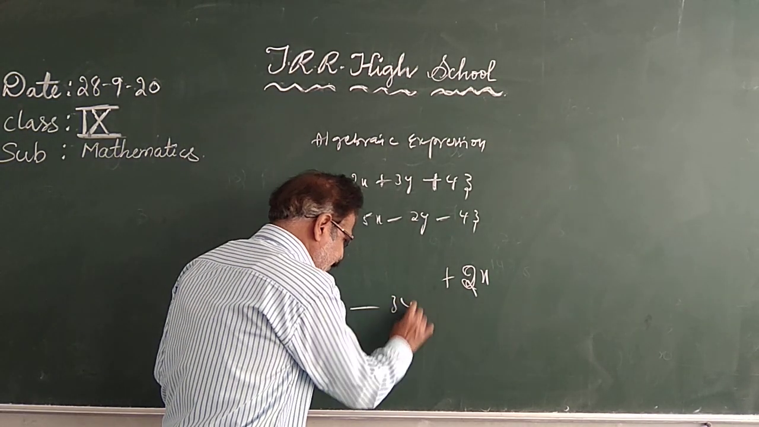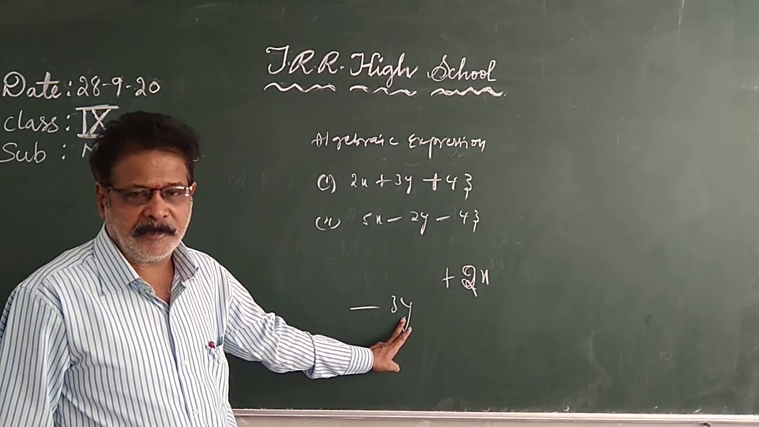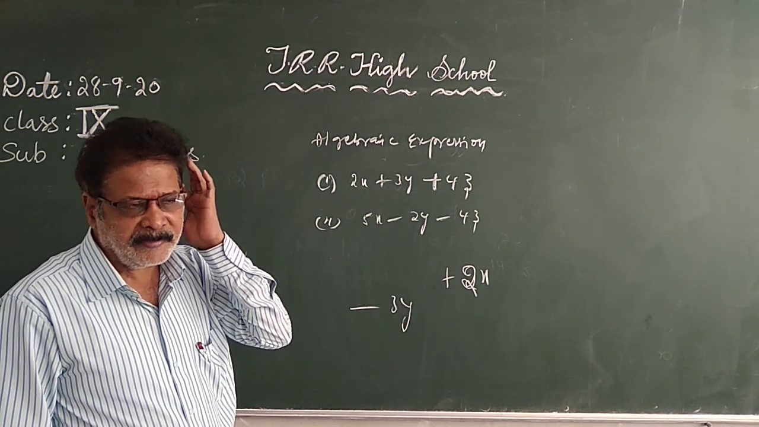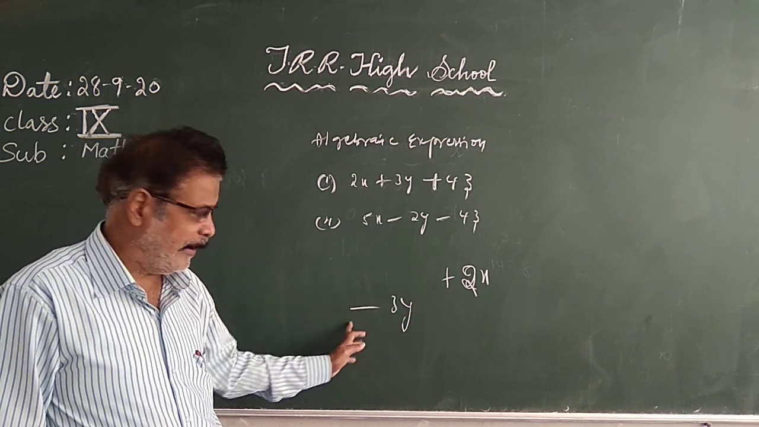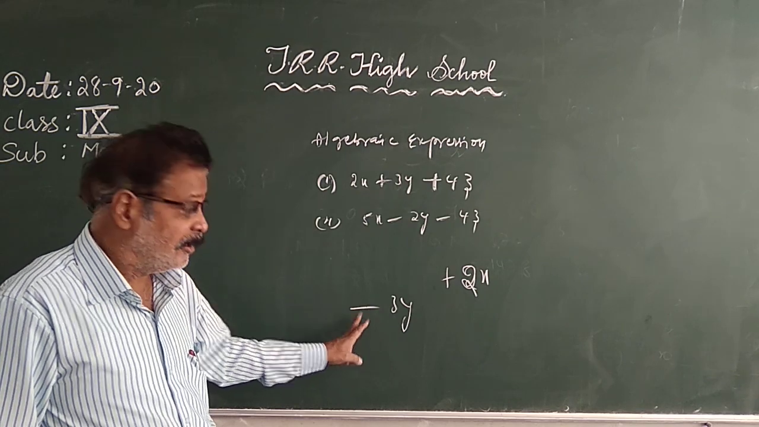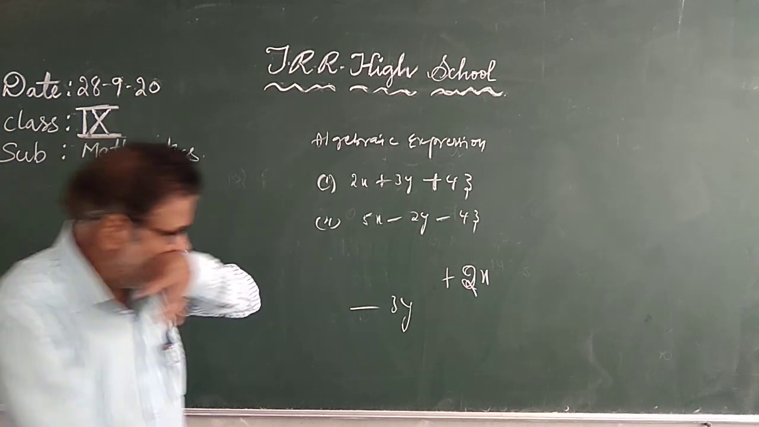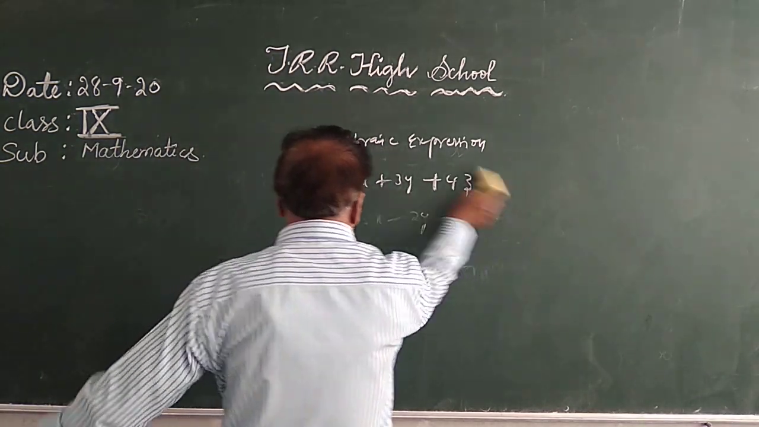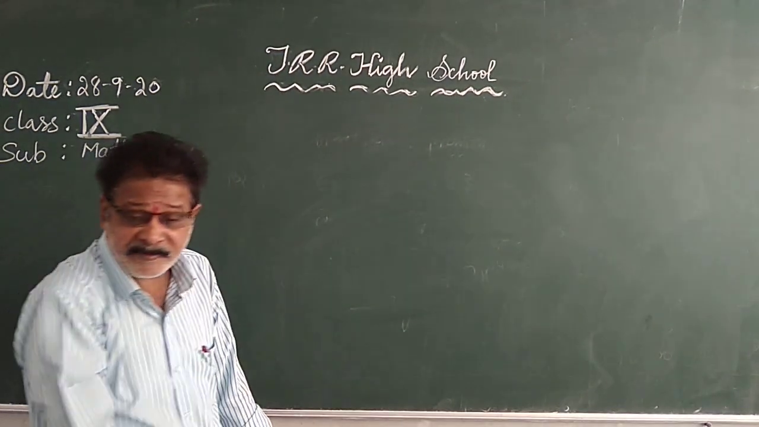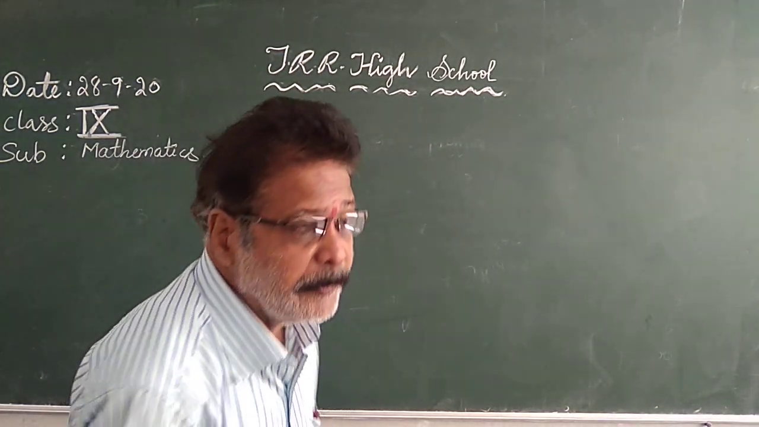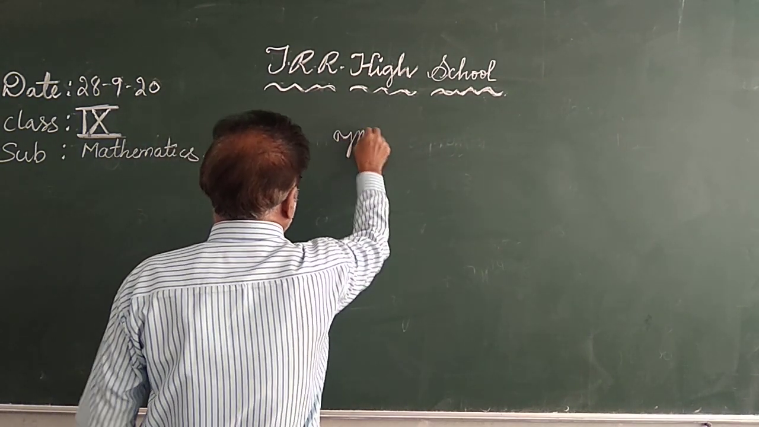This is what? Minus 3y. Where is the minus situated here? Left of this term. The sign of the term will always be written on the left side of it. Minus 3y, on the 3y side is minus. If no sign is given, that should be considered as plus. So, what is an algebraic expression? The terms of the expression that are connected with the signs plus and minus is called an algebraic expression.